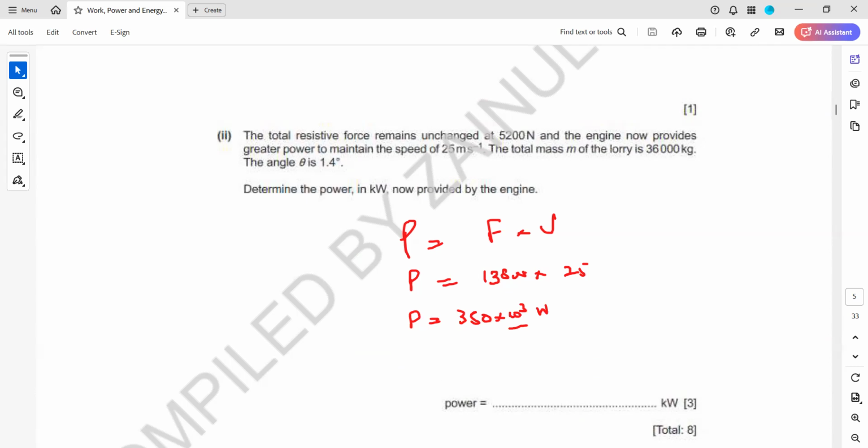No, 345,000. Okay, 345,000 is there. When you convert into kilowatt, you divide by 1000. So this will become 345 kilowatt, or 350 rounded off. Usually marking scheme answers are rounded off, but you can say this is 345 kilowatt.